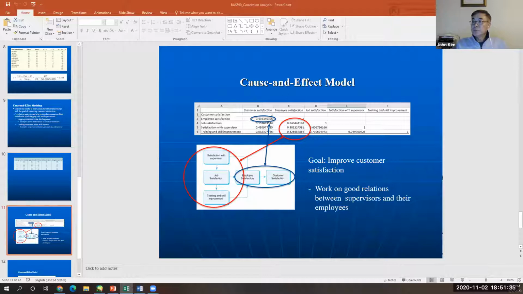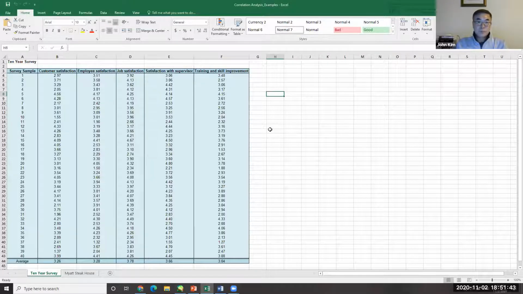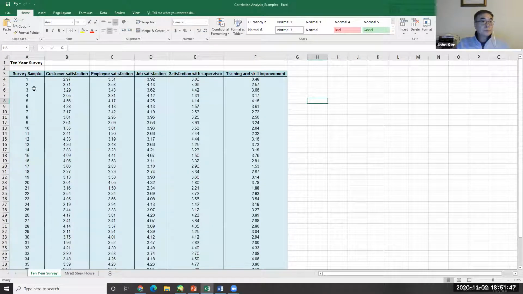Okay, then bring up the data example. This one. So the variables: the first column is the sample number, then customer satisfaction, employee satisfaction, job satisfaction, satisfaction with the supervisor, training, and skill improvement. So before we use correlation analysis, just look at those variables. What do you think? Training and skill improvement, job satisfaction, employee satisfaction, customer satisfaction.